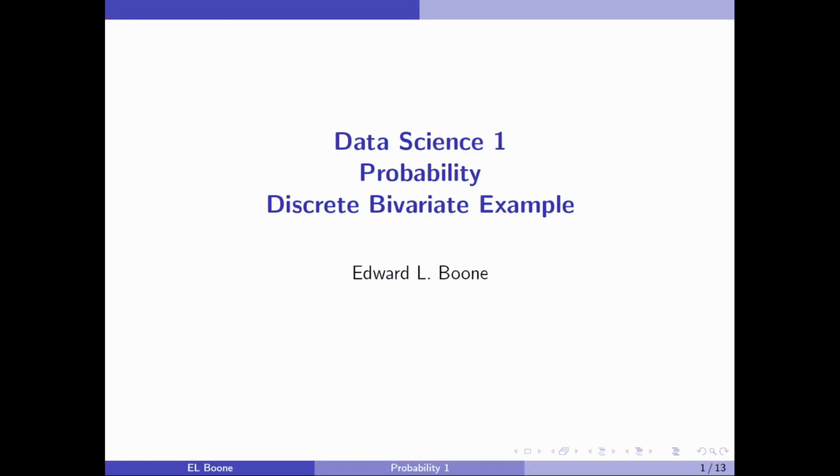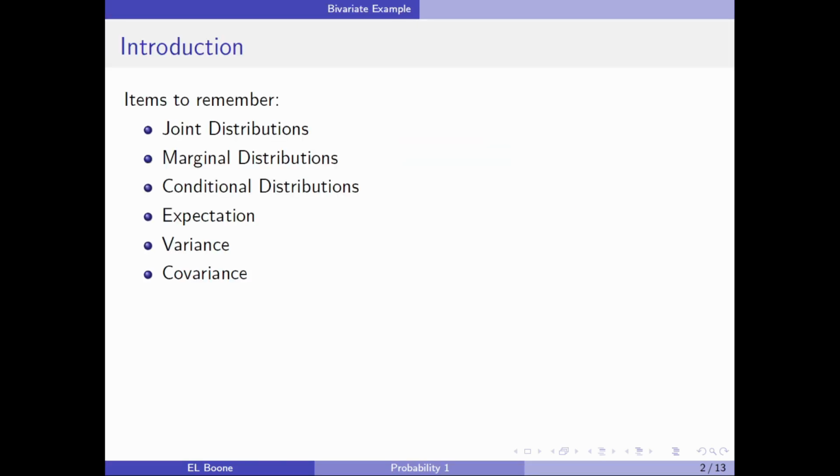Welcome to Data Science 1, Probability, Discrete Bivariate Example. I've been promising you an example here, so here it is. I'm going to do it in two parts. The first one is discrete. The second one is for continuous. Now, if you've had enough of the calculus, you can just watch this one and then skip the continuous one.